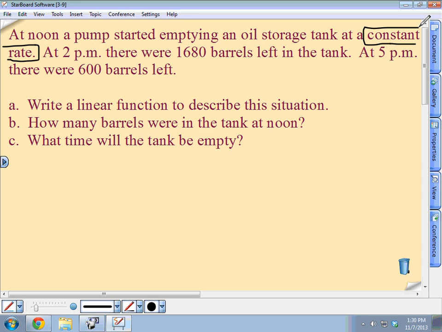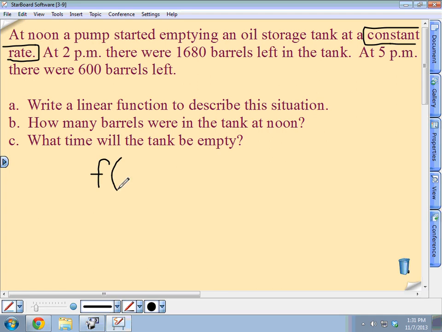So you start at noon, and then 2 hours later, you have 1,680 barrels. So at noon, you had more than 1,680. We don't know how many more, but you have more than that. After 2 hours of pumping, this is what you have left. And then after 3 more hours of pumping, you have 600 barrels left. Okay? So we have to find the equation of this line to describe the situation. Think about it like this: you're looking for points on the line, exactly the way you did with your homework, only now you're finding them out of words.